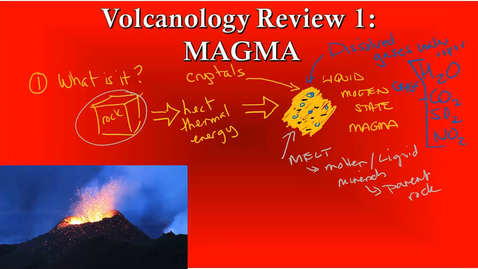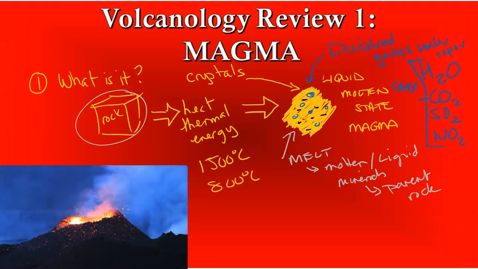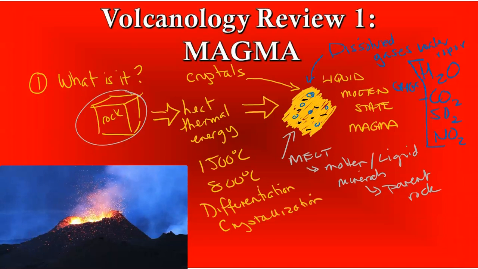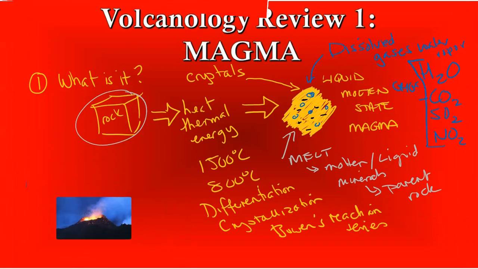Now crystals are the solid minerals that are still either partially or fully solid within the different magma temperatures. If it was up towards 1500 degrees, there'll be less and less crystals, whereas if it's at 800 degrees, there'll be a lot more crystals present in the magma. And that is called differentiation, and it's called crystallization. And you can check out the Bowen's reaction series to see which minerals occur at which temperatures. So, the characteristics of magma.